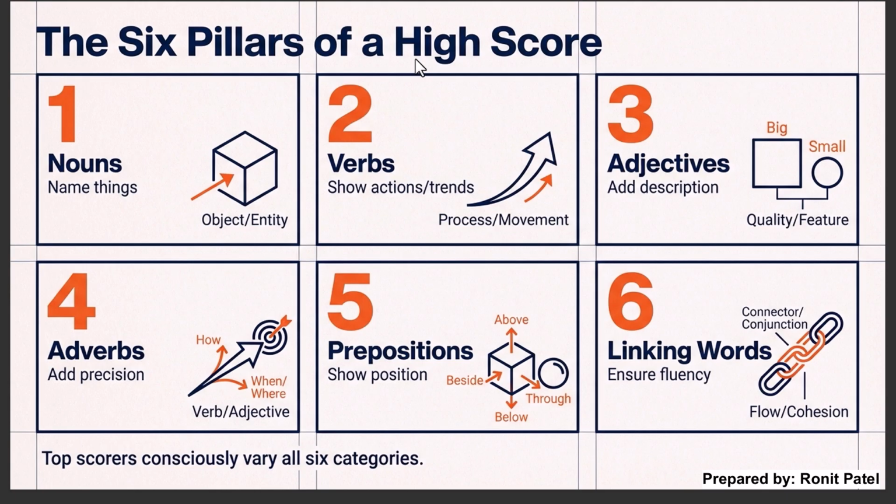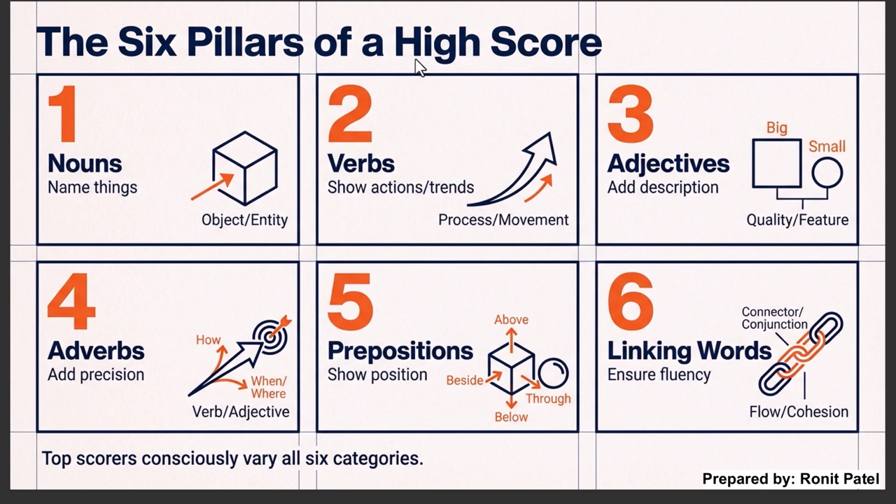Third is adjectives. Adjectives add texture. Adjectives prevent robotic speech. Compare increase with significant increase. Exam impact is it improves description quality. Fourth, adverbs. Adverbs answer how much, how fast, and how clearly. For example, increased significantly, rose sharply, declined gradually. Exam impact is it improves academic tone.